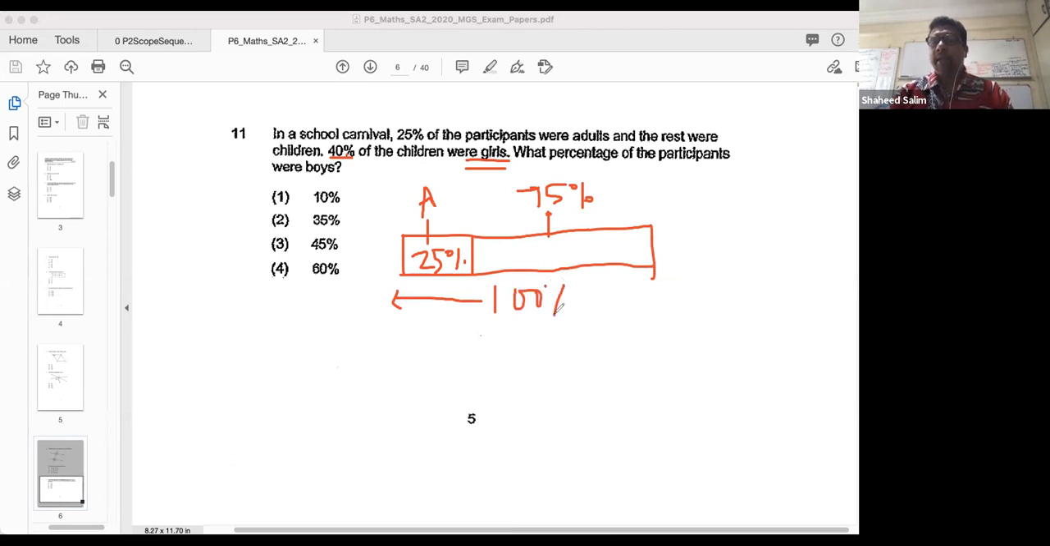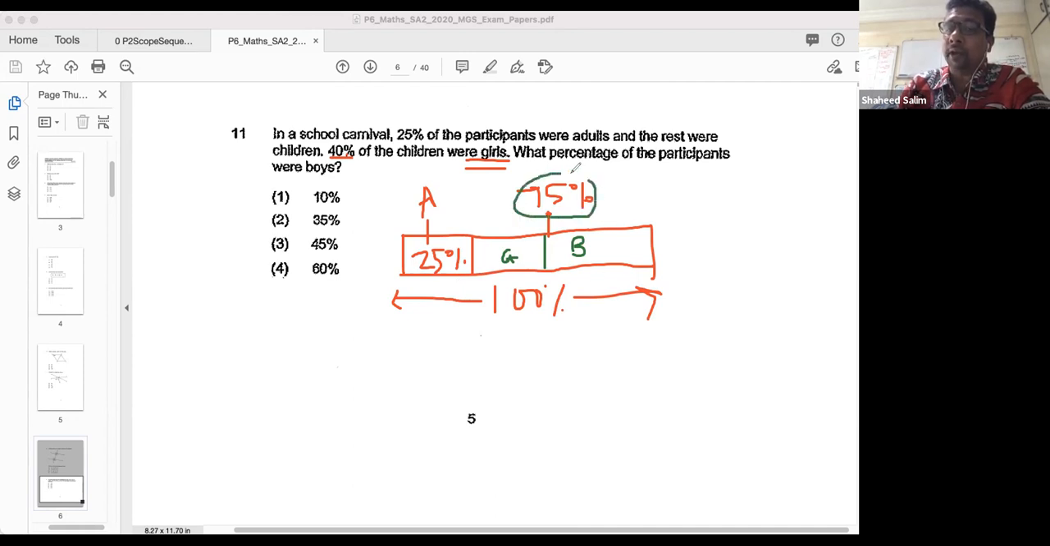So if, let's say, 25% is adults, you minus 25, you get 75. 75 is children. I repeat, the whole thing is made up of adults, boys and girls. Let's say down here is girls, down here is boys. So 25% is the adults. The balance is 75%. How do you get 75%? You must minus. 100% is total, minus 25, get 75 is the children.